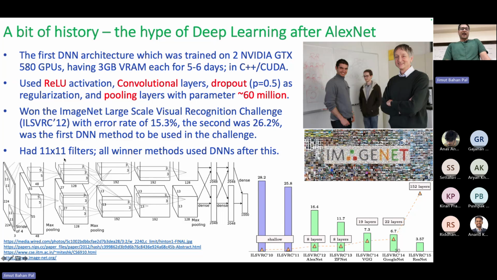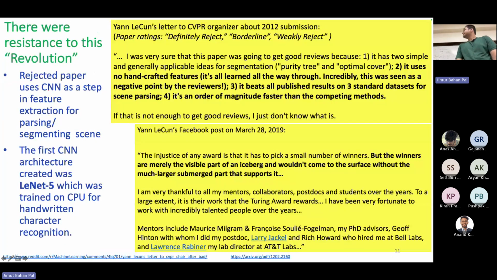One interesting fact about AlexNet is it had 11 by 11 filters, and all other winning methods after AlexNet in that same competition were deep learning based. So there was initial resistance to this revolution as well. People were very skeptical about CNNs back in 2011 and 2012, because CNNs weren't that popular.